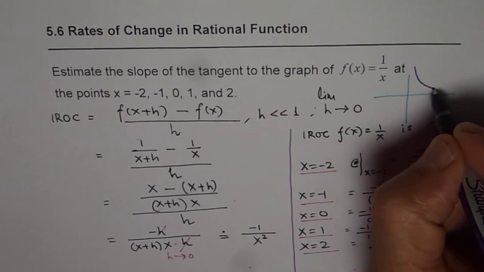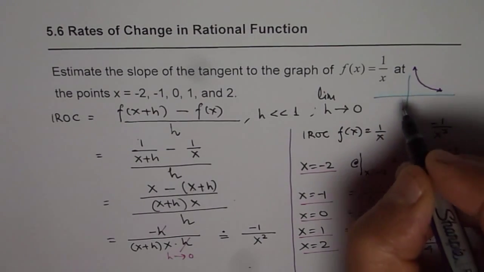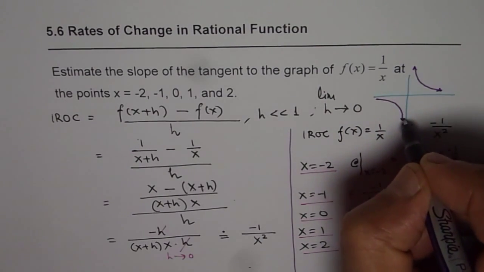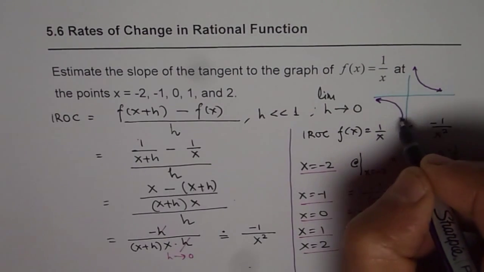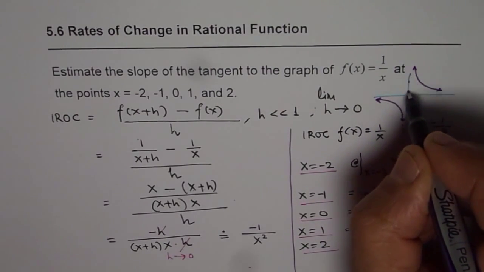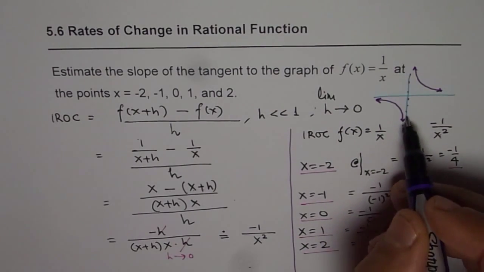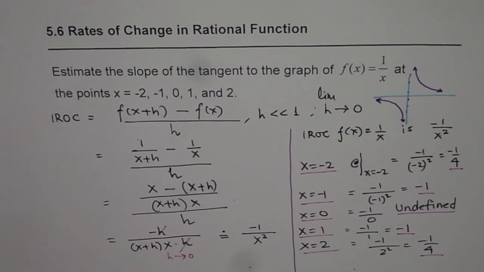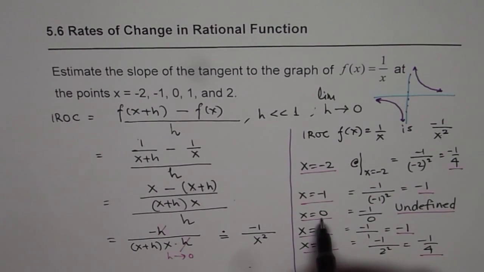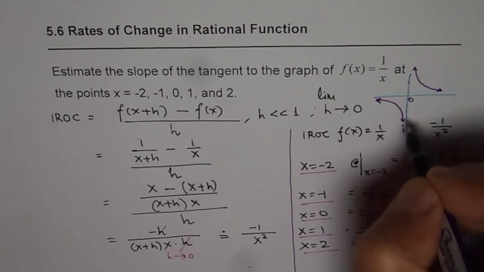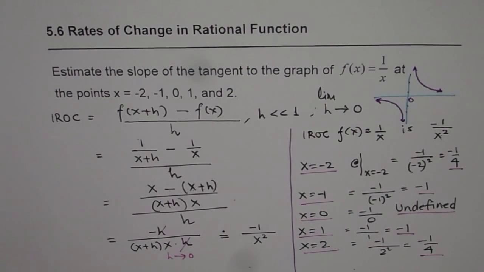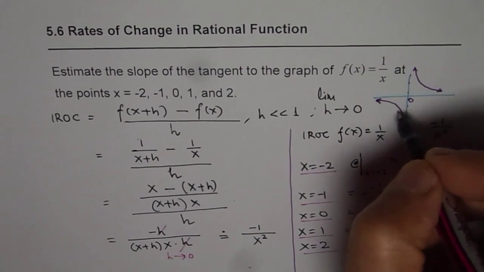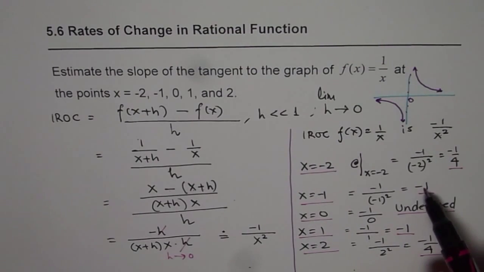The graph of this function looks like this, so it is always decreasing. There is a vertical asymptote where you cannot find the rate of change. Therefore, at x equals 0, it is undefined. And from symmetry, if you draw the graph, it's symmetrical: -1 over 4, -1, -1, -1 over 4.